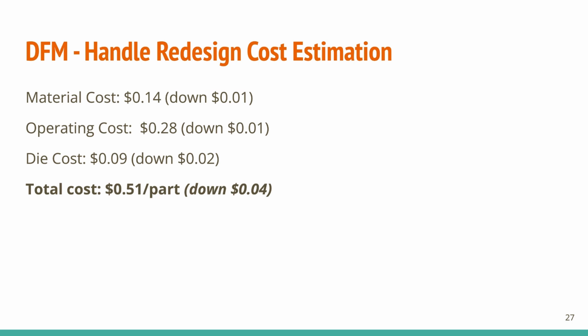For the redesigned part, the material cost was 14 cents, which is slightly lower due to a small amount of material being removed from the handle. The operating cost was 28 cents, which is also slightly lower because the part could be made on a smaller die-cast machine. The die cost was 9 cents, which is also a decrease from the original part cost because of a less complex die and no side pulls required. This resulted in a total cost per part of 51 cents, which is 4 cents or about 8% less than the original handle design.